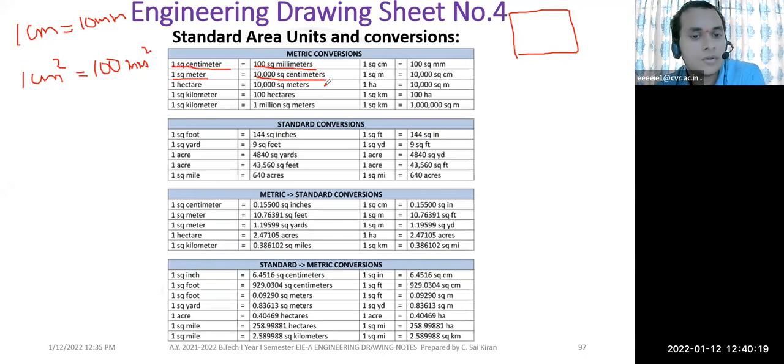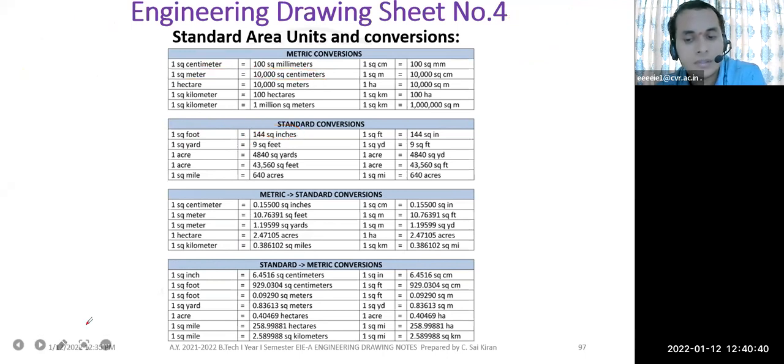Similarly, for feet, 1 square foot equals 12 into 12, because 1 foot equals 12 inches. So 1 square foot is 144 square inches. We know that 1 yard equals 3 feet, so 1 square yard equals 9 square feet. Like this, you have to calculate. It is easy. You can calculate.